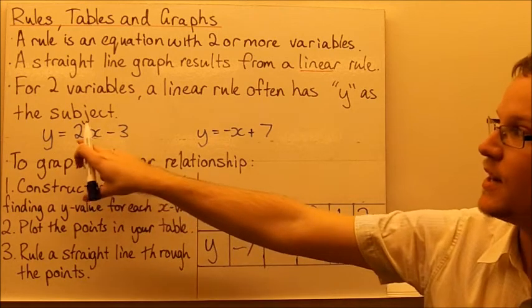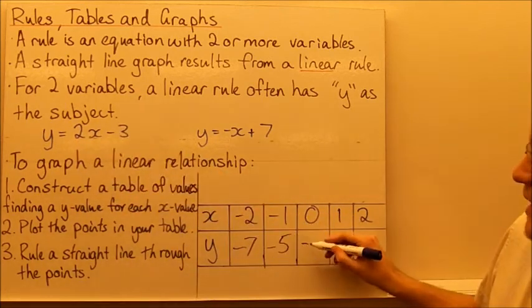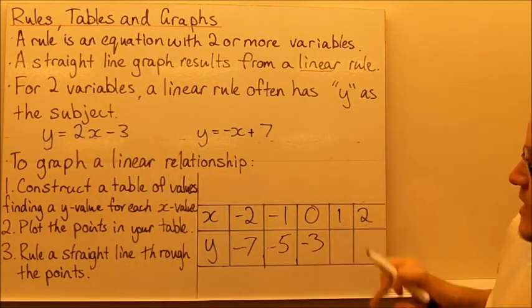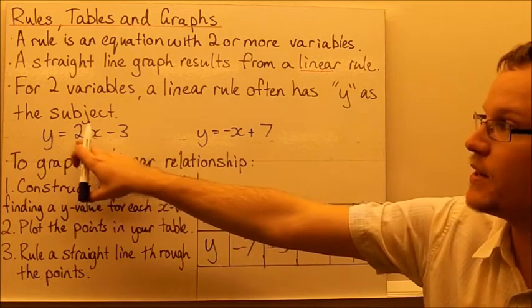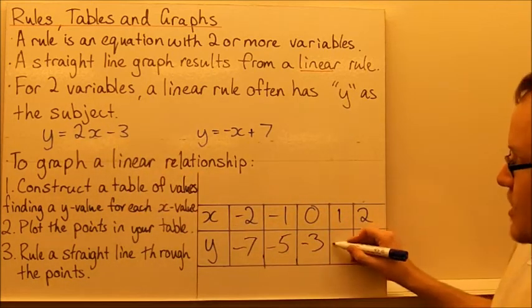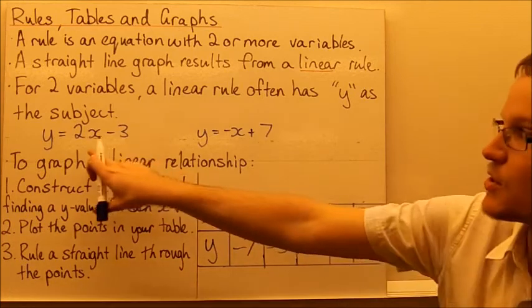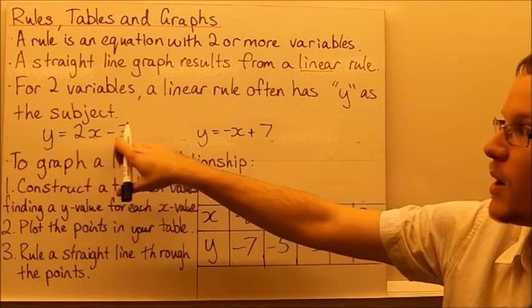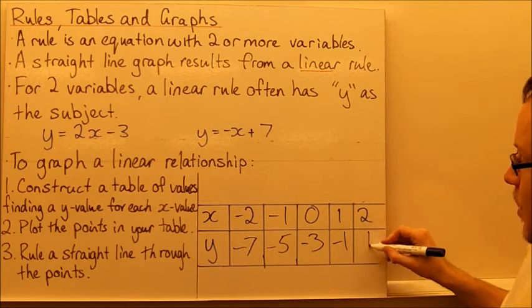Substituting in 0, it'll be 0 minus 3, which will be negative 3. Substituting in 1, it'll be 2 minus 3, which is negative 1. And substituting in 2, we'll have 4 minus 3, which is positive 1.